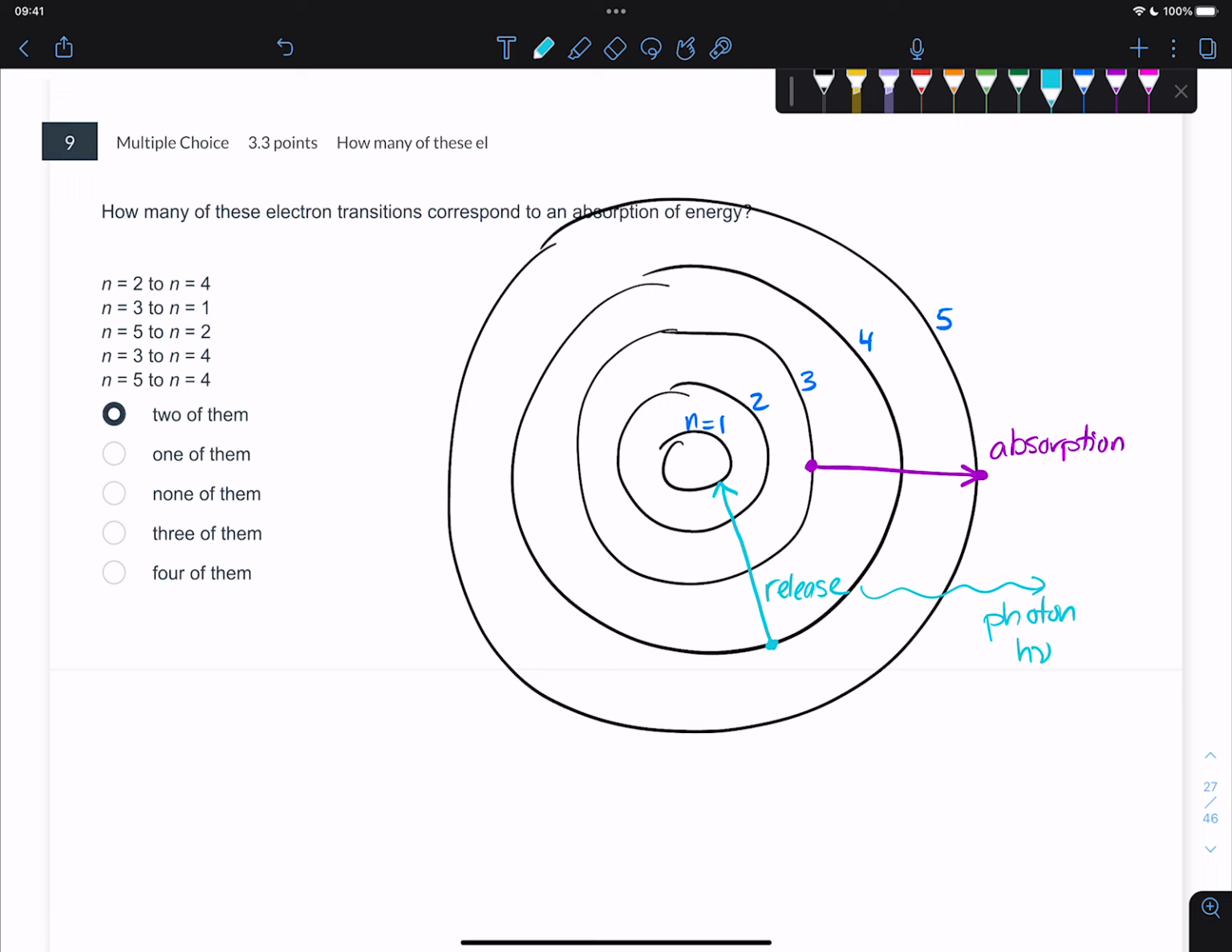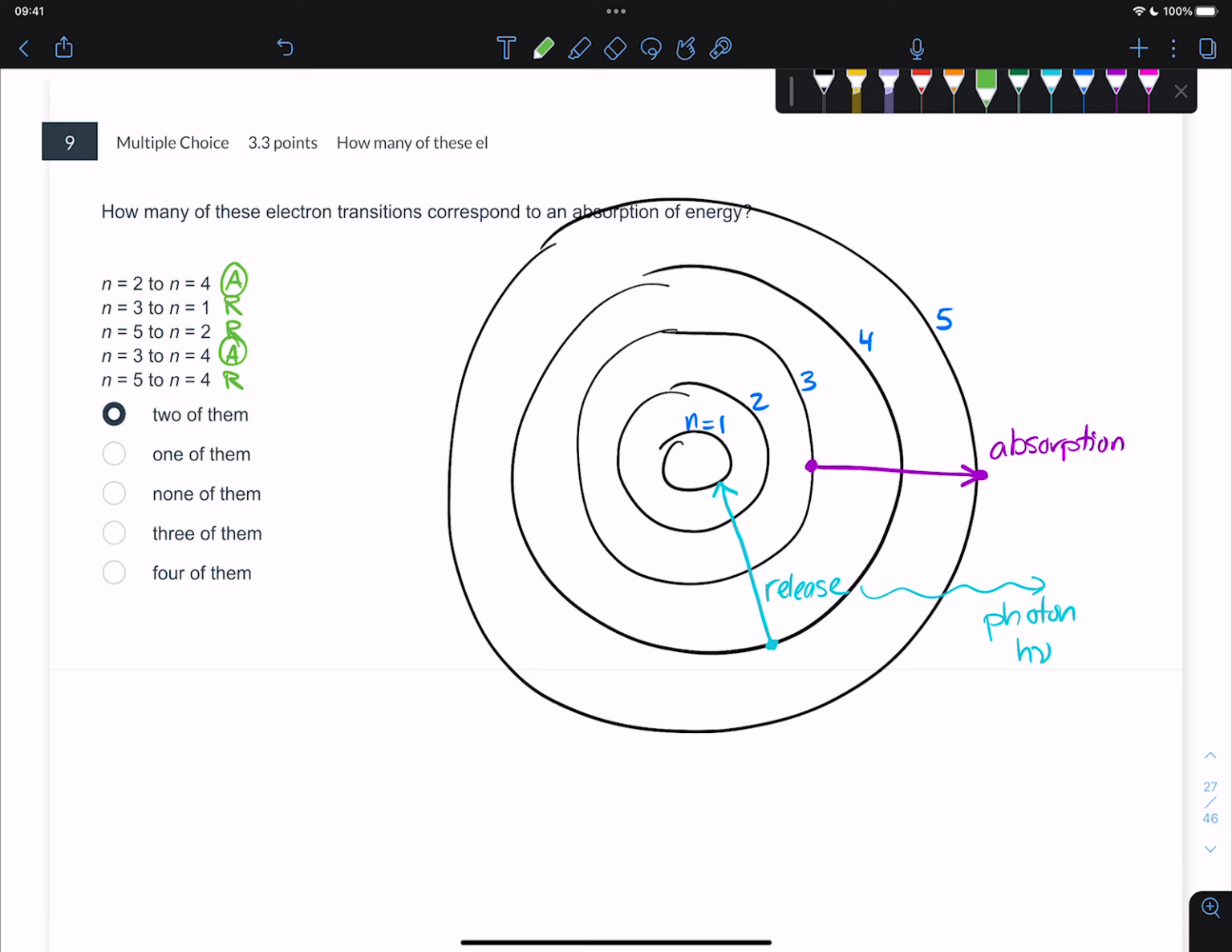h nu. All right. Now all I got to do is see which one of these are going up. 2 to 4, this is an absorption. 3 to 1, that's a release of energy. 5 to 2 is a release of energy. 3 to 4, that's going up, that's an absorption of energy, and 5 to 4 is a release of energy. So it's asking how many are absorbing energy. There's 2. 2 of them go from a lower energy level up to a higher energy level.